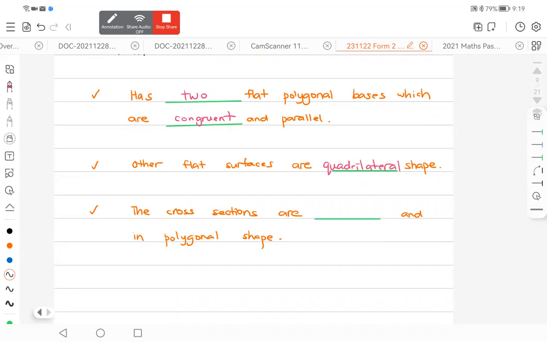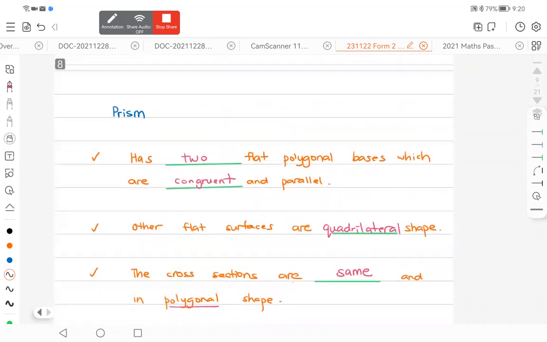Okay, so the cross sections are the same and in polygonal shape. Polygonal means like a polygon. It cannot be a circle. Is a circle a polygon? No, that's why a cylinder is not a prism. So the cross sections are the same and in polygonal shape. Polygonal shape again means you must be a polygon. Okay, that's about prism.